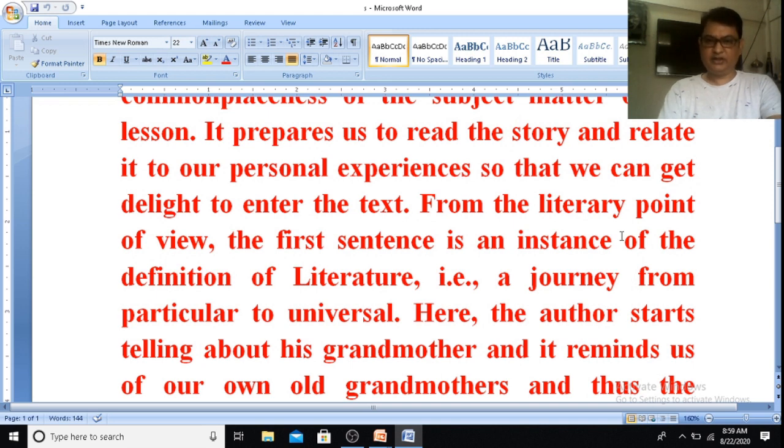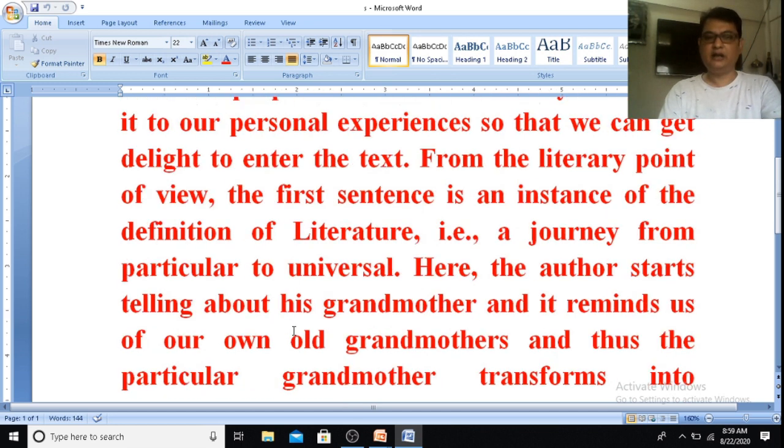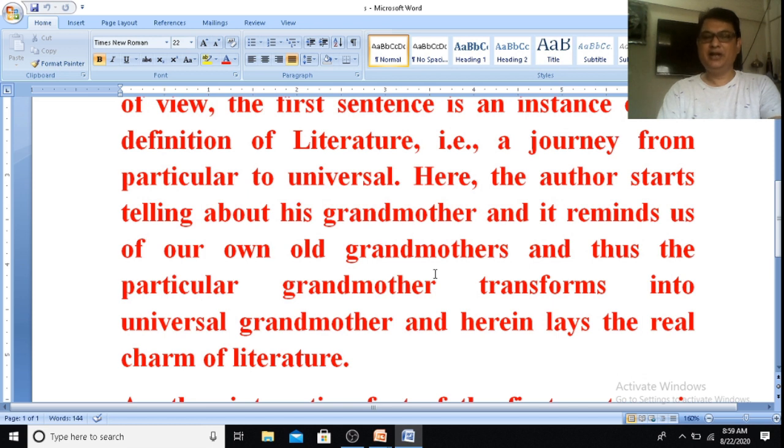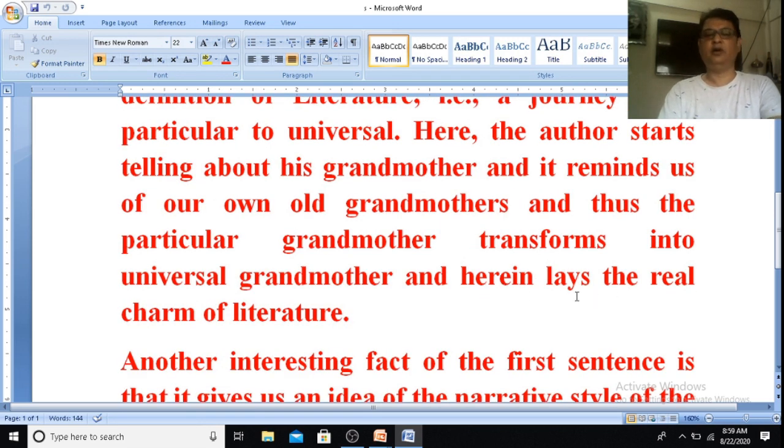This is one aspect. Another aspect is that from the literary point of view, the first sentence is an instance of the definition of literature. I always love it. That is, literature is a journey from particular to universal. Here, the author Khushwant Singh starts telling about his grandmother, and it reminds us of our own grandmothers. And thus, the particular grandmother of the author transforms into the universal grandmother, your grandmother, my grandmother, his, her, everyone's grandmother. And herein lies the real charm of literature.